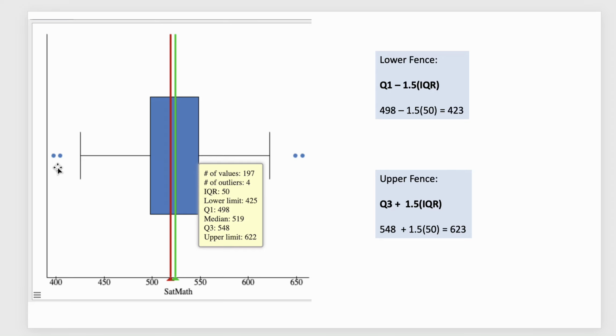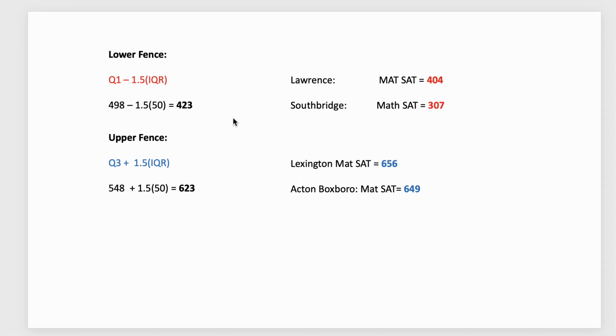What were the low outliers? What were the high outliers? Well, the low outliers were Lawrence and Southbridge. Lawrence had a math SAT score of 404 and Southbridge of 304. Now, anything less than 423, which is the lower fence, is an outlier, and these two school systems did have math SATs less than the lower fence, so they were low outliers.